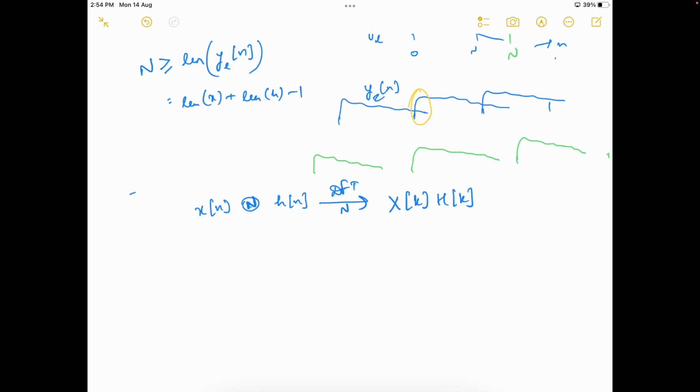Is there some way out? Let's say my h of n is still a short signal, but x of n is very long. H is short only, maybe of length 100 or 200, that's it. But x is 10 to the power 8. So what should I use? I use something called the overlap add method.